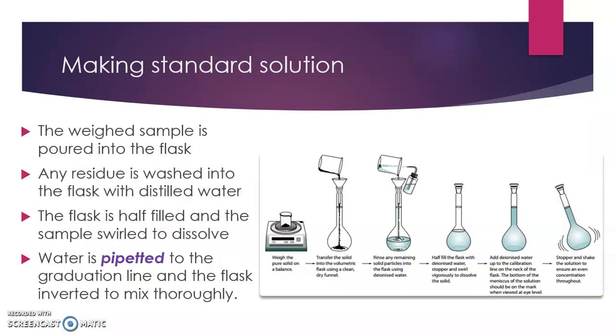Now, making standard solution. First of all, we need to weigh the primary standard in a digital balance. Then the weighed sample is poured into the flask. Then we need to wash the beaker for any residue, and the washed liquid is also added to the volumetric flask. Okay? The flask is half filled and we add water all the way to the bottom of its neck. From that point onwards, water is pipetted.